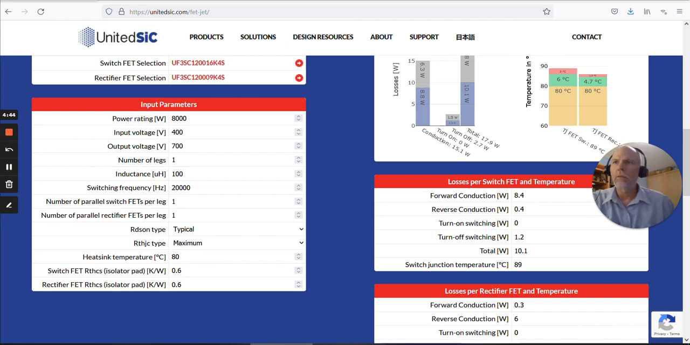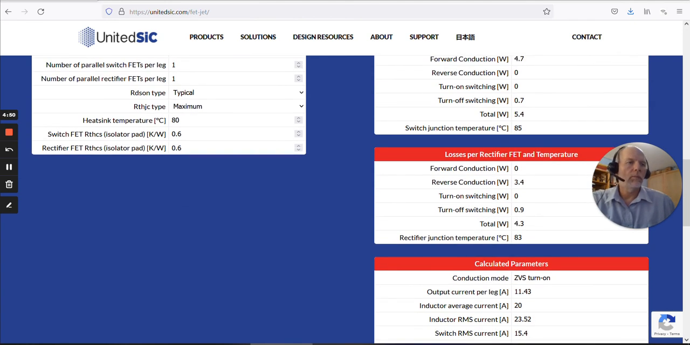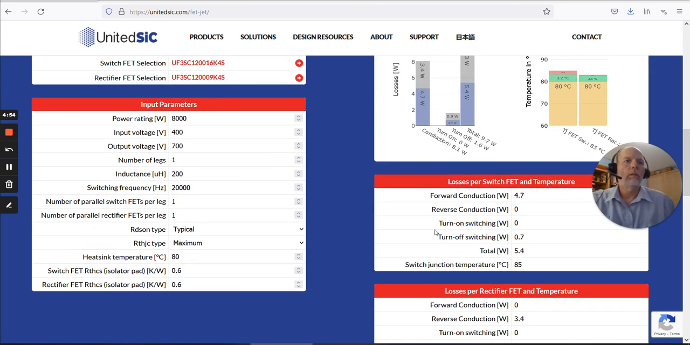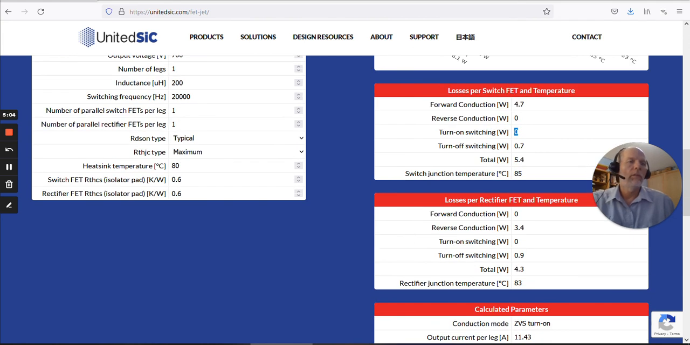So now let's go up to 200 microhenries. Let's see what happens here. If we scroll down, we see that we're still in ZVS turn on mode. Our reverse conduction loss is really close to zero. So we still have zero voltage turn on switching. We have low losses all over for both the switch and the rectifier.